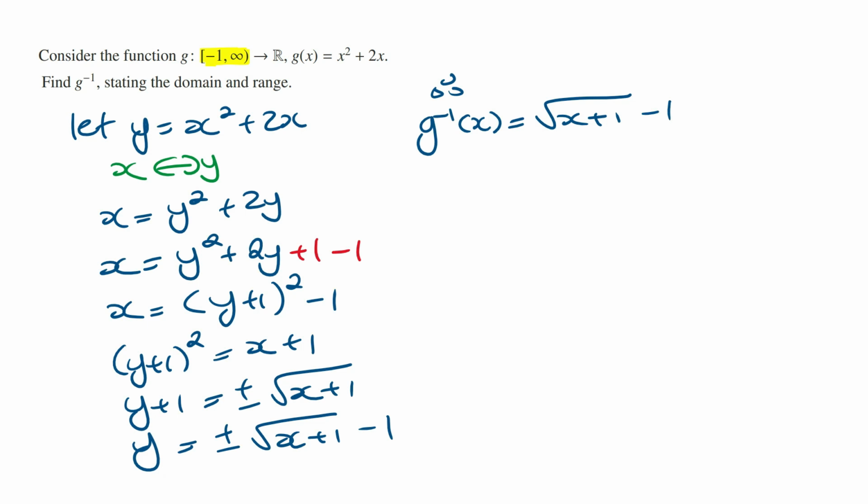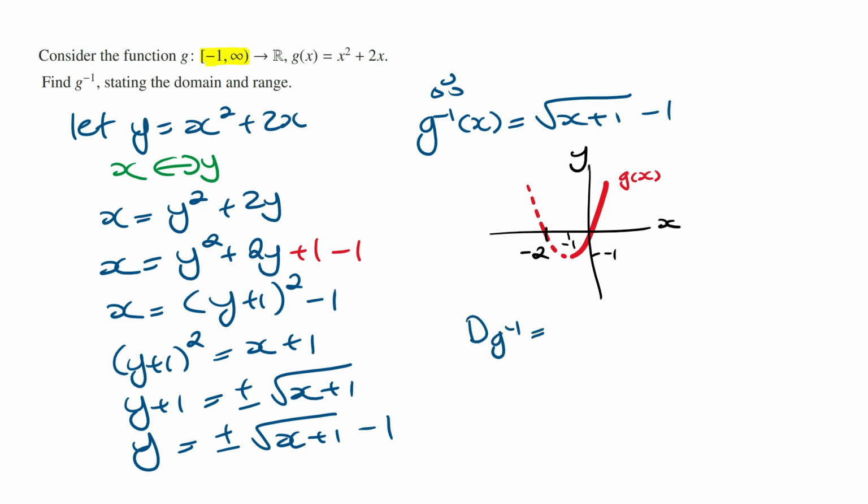Now the domain of this inverse function is going to equal the range of the original function. If we sketch the graph of g of x with its restricted domain, then looking at this graph, we can see that the range is going to be from minus 1 to infinity. And so for this question, the domain of g inverse is going to equal x values where x is from minus 1 to infinity, where minus 1 is inclusive, and its range is also going to be the same, where it's going to be from minus 1 to infinity, where minus 1 is inclusive.